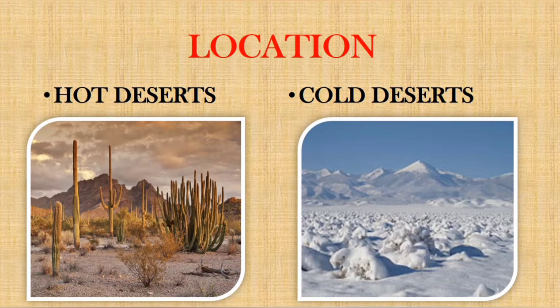What are the three zones of the earth? Already you know. The frigid zone, the temperate zone and the torrid zone. Okay? Yes. The cold deserts are found in the interior of the continents. Interior means inside.